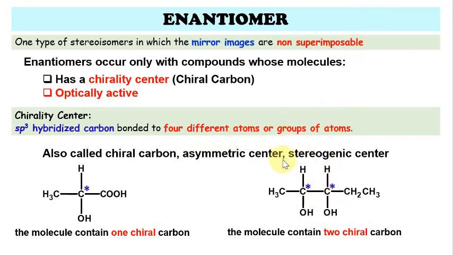For example here, for the first chiral carbon we have a CH3 group, hydrogen, OH group and also this group. So this is the first chiral carbon. For the second chiral carbon, on this carbon we have hydrogen, CH2CH3, OH group, and also this group. So that's why this molecule contains 2 chiral carbons.